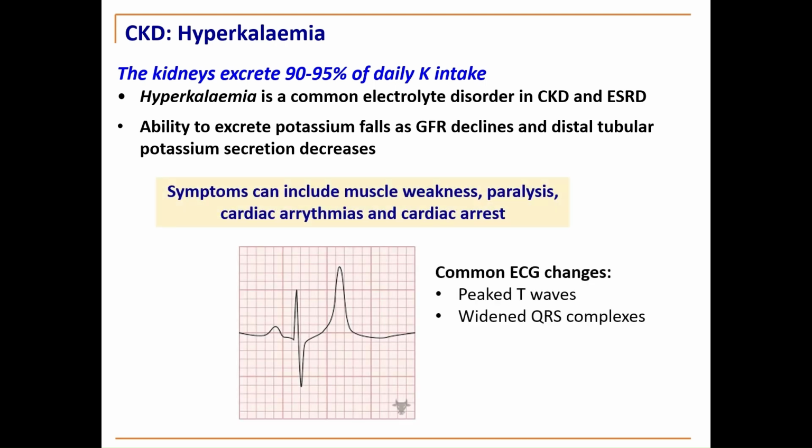Consequences, so there are a variety of symptoms. It includes things like muscle weakness, paralysis, cardiac arrhythmias, and potentially cardiac arrest. If you're looking at an ECG, an electrocardiogram, remembering of course what you've got: your P wave, your QRS complex, and your T wave. A common ECG change is your peaked or tented T waves that you can see in this one, or your widened QRS complexes. There are others present in hyperkalemia, but these are the more common two that you would see. So those are your consequences of hyperkalemia.